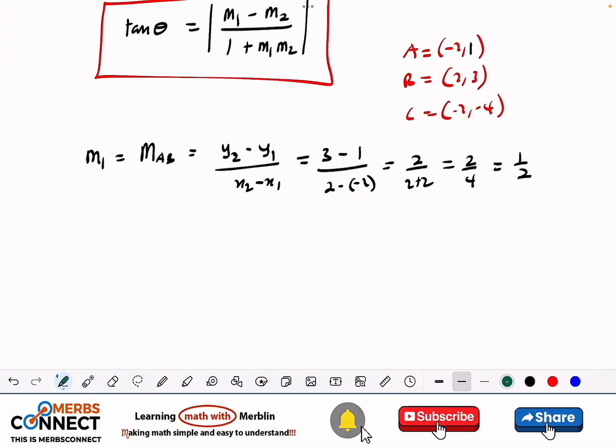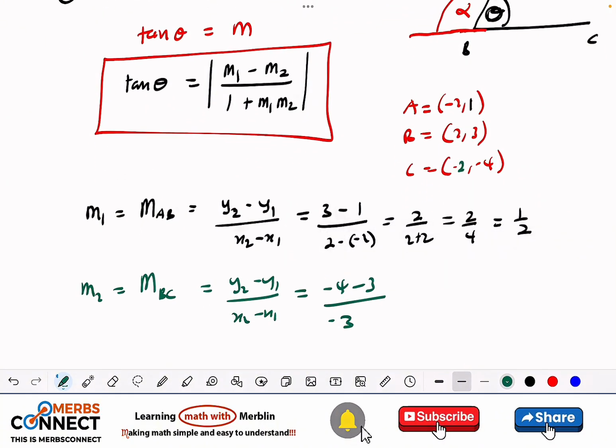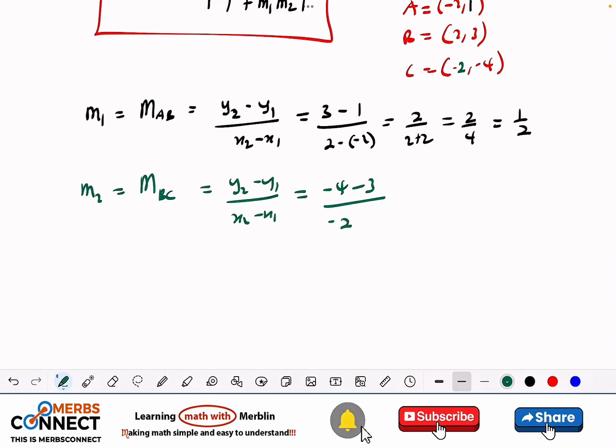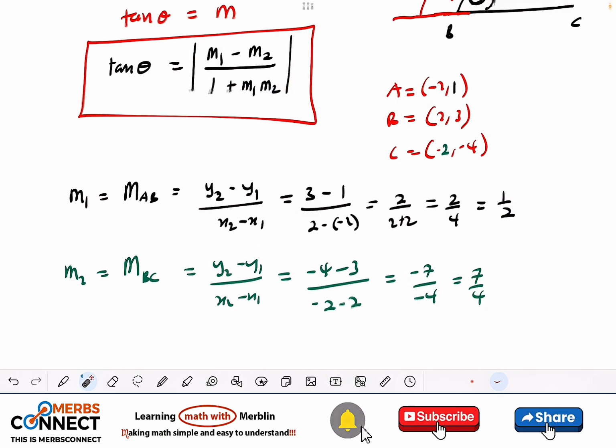Now let's look at m2. What is the slope of BC? Again y2 minus y1 divided by x2 minus x1. Using this point and that point, we have minus 4 minus 3 divided by minus 2 minus 2. I don't write my points very well. This gives us minus 7 divided by minus 4, which is 7 over 4. So now that we know m1 and m2, we can just do substitution inside the formula.